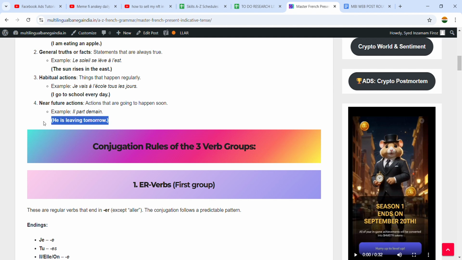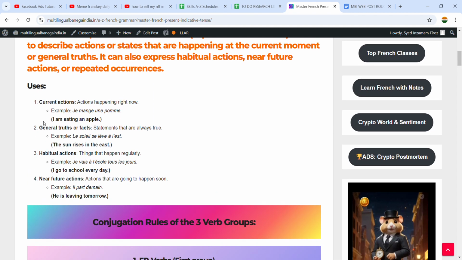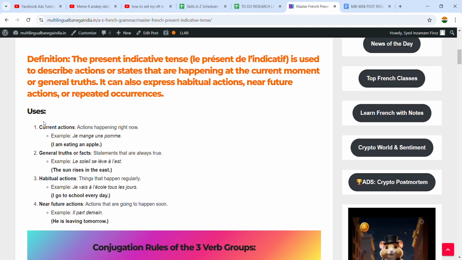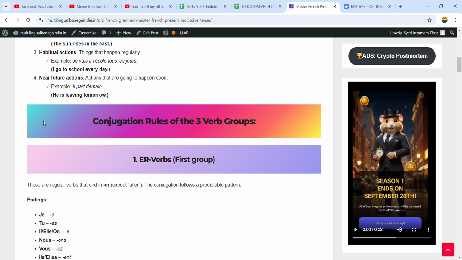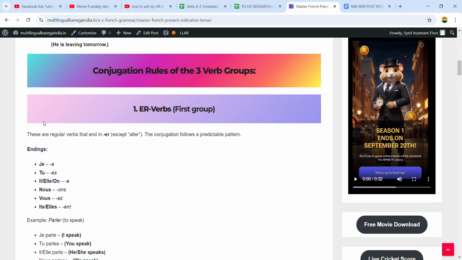So guys, this is how the French indicative tense is used, right? Whether you are learning French through any book, or you yourself enrolled for DELF or any other examination, it doesn't matter. As a beginner, you need to learn this tense, and there are so many tenses in French. We will discuss everything one by one.